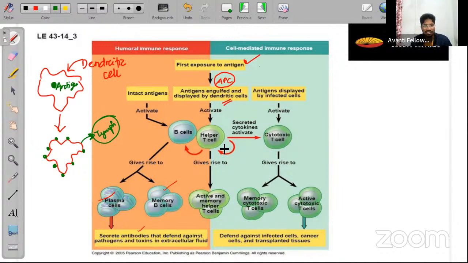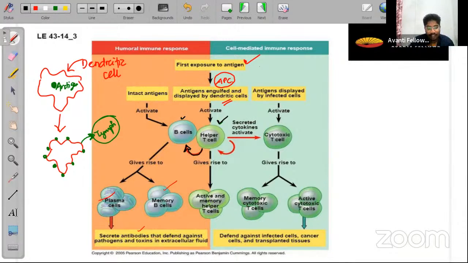Forget about memory T cell. Here we'll be talking about the helper T cell and the cytotoxic T cell. Helper T cell is going to ask for help. Help के लिए ये जाकर के पूछेगा, किसको पूछेगा? B cell को. And here you can see this is the activation of the helper T cell.